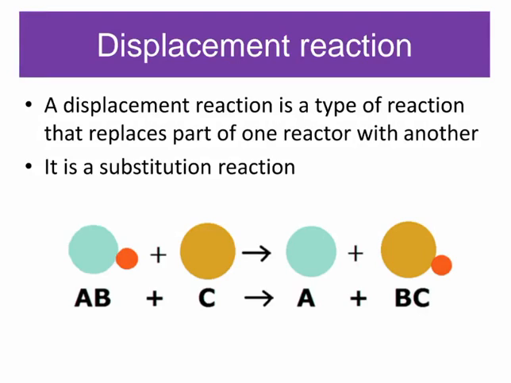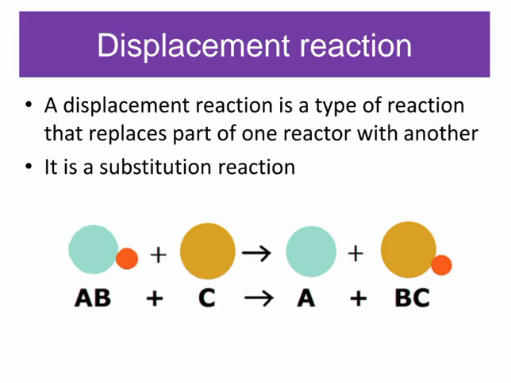What is a displacement reaction? A displacement reaction is a type of reaction that replaces part of one reactant with another, and it is also a substitution reaction. You can see the diagram that I plotted for you: AB plus C gives A plus BC. I repeat, in the equation, the compounds AB and C give A plus BC.